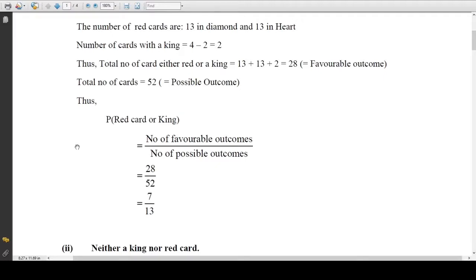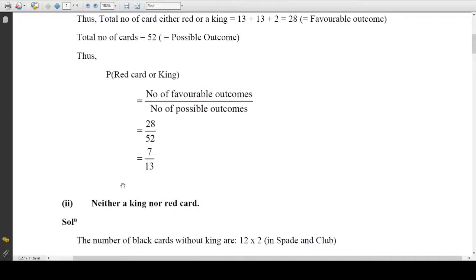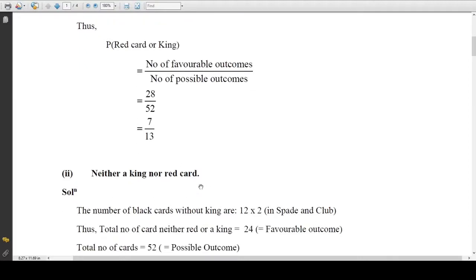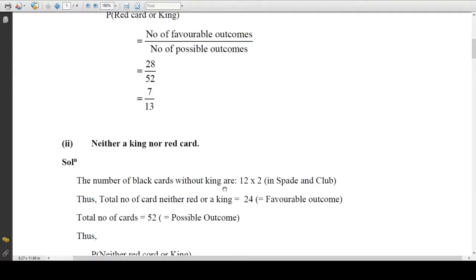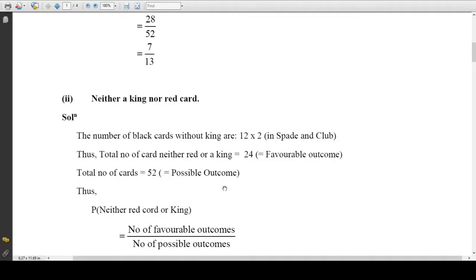Okay. Now the next is neither a red card nor a king. You don't need a red card and you don't need a king. Red cards there are 26. Kings: 2 without black, that is 24.